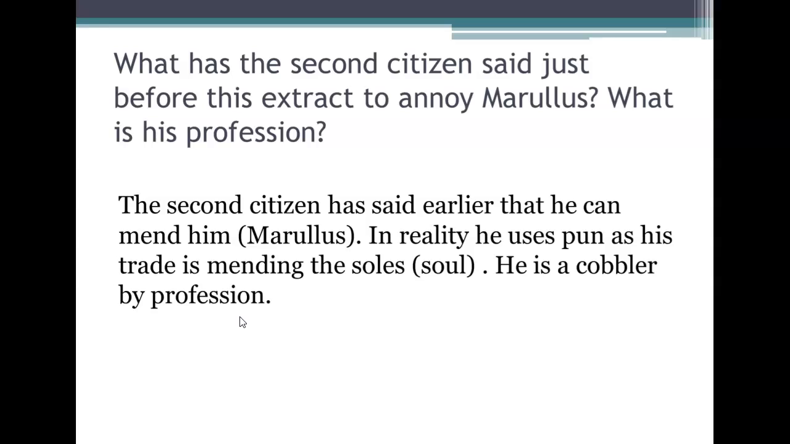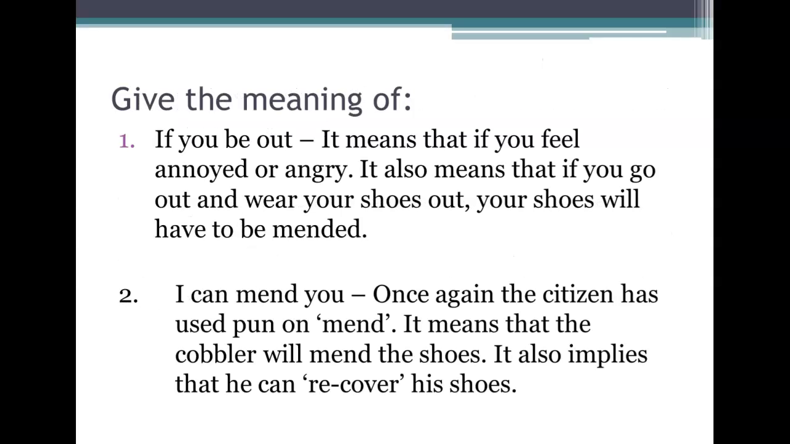So these are just answers. I'll be explaining Act 1, Scene 1 soon, so you won't require any answers. You'll be able to understand each and everything perfectly just by the explanation.